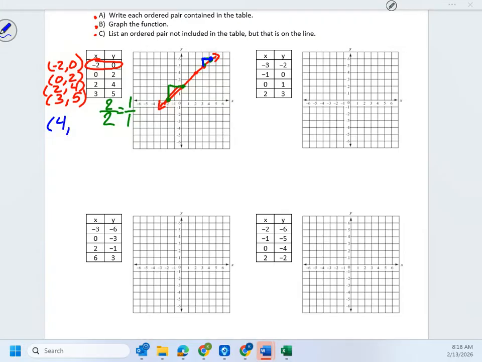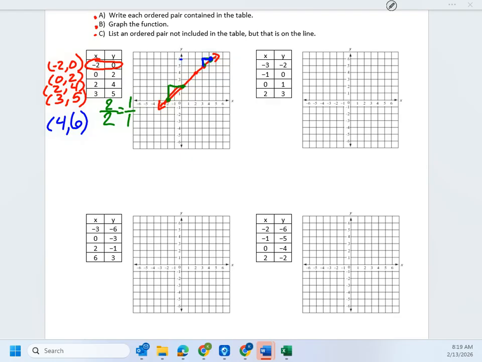4. And then up to the 6. So my new ordered pair is 4, 6. So you use the 2 points on the line to find the slope, and then simplify it down, right? Slopes have to be simplified. And then just do that slope again to find an ordered pair that wasn't already listed. So let's try that again for the next one.